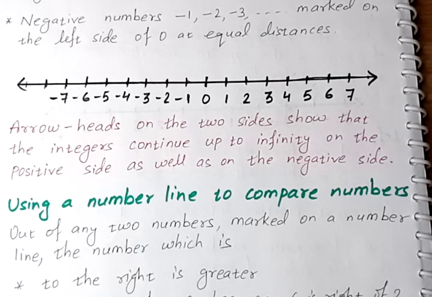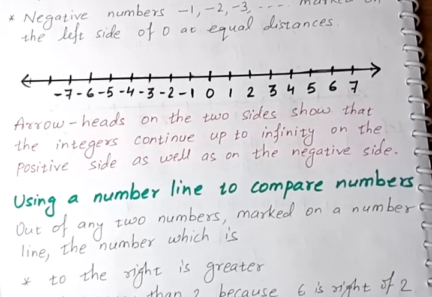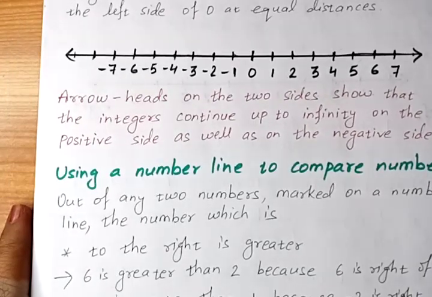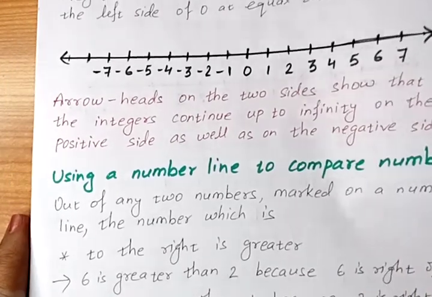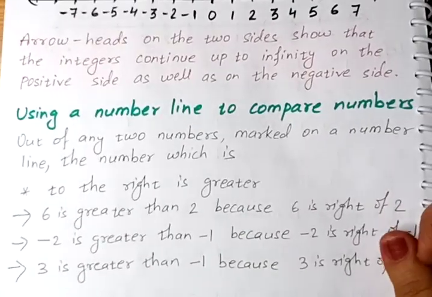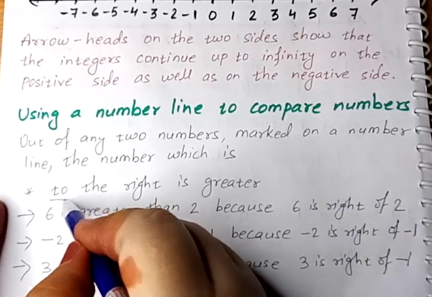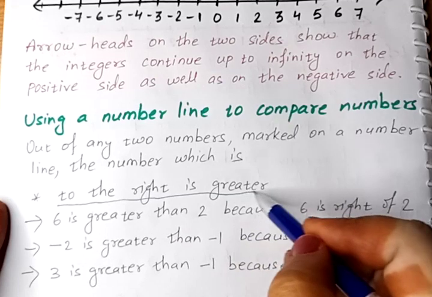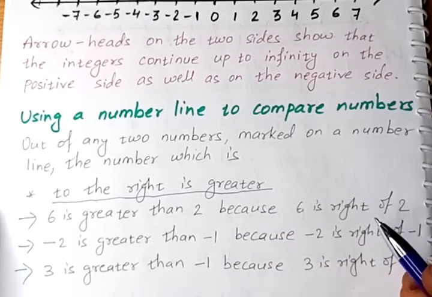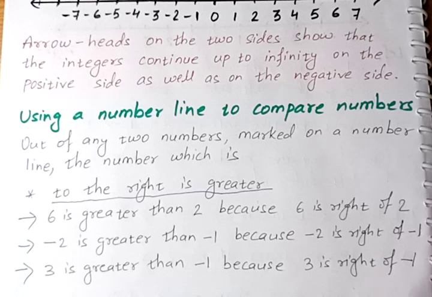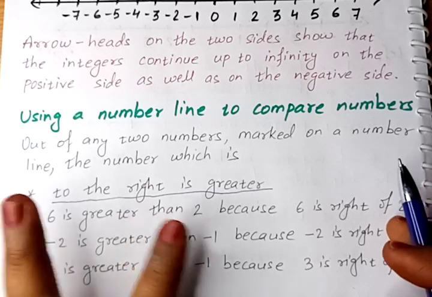So you have to follow some certain, important rules. That rule we will see now. So, using a number line to compare numbers, what is the rule? Let me see. Out of any two numbers marked on a number line, the number which is on the right side is greater.